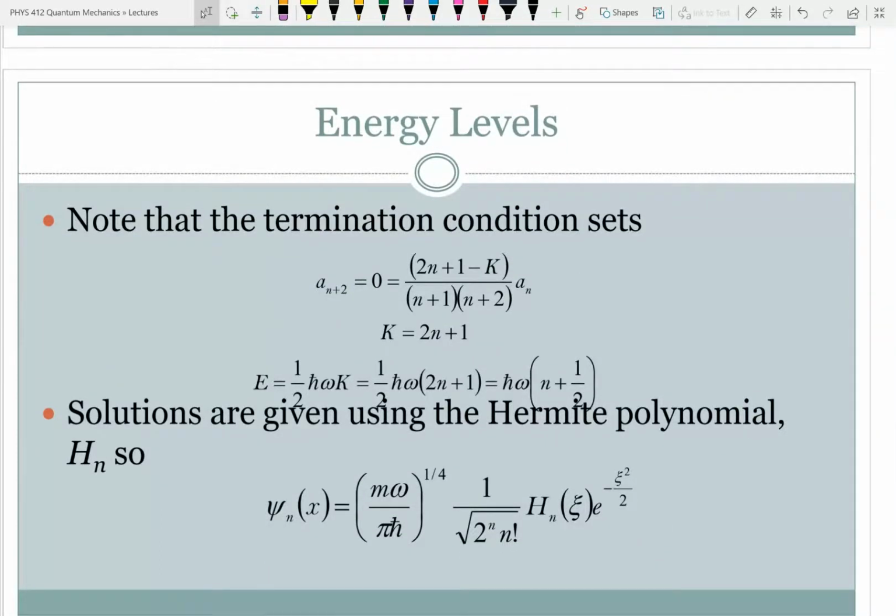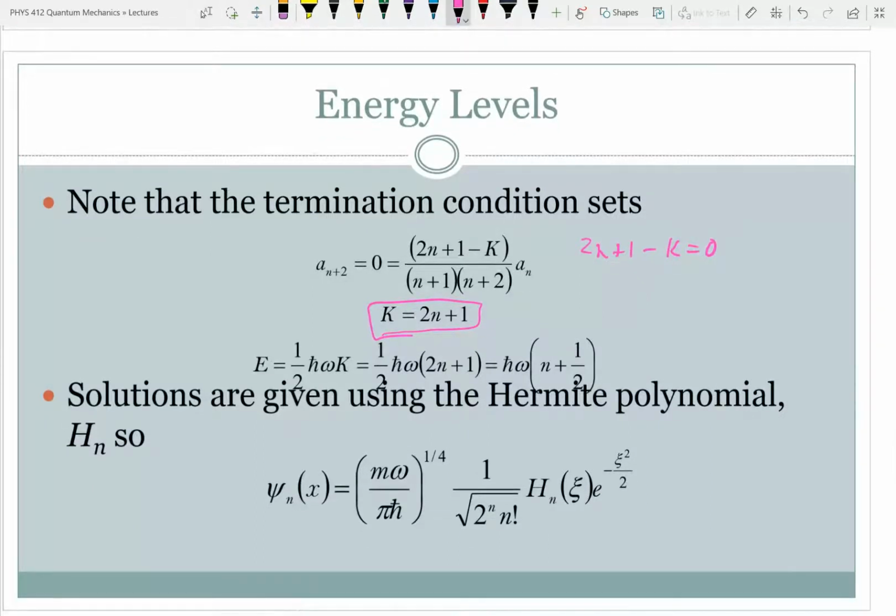So we start at our end position. We say, okay, for terminating at n, a sub n plus 2 is equal to 0, and then I just put in n for j everywhere. And that gave me a relationship that K must be 2n plus 1. That is, setting 0 equal to 2n plus 1 minus K means the numerator has to be 0 when you're at n. And so saying the numerator is 0, 2n plus 1 minus K equals 0. Very easy to solve for K.